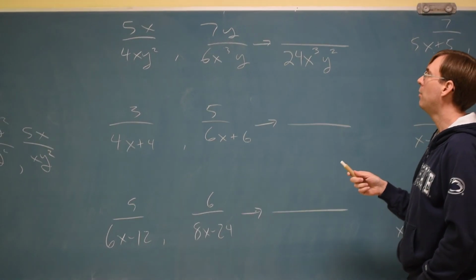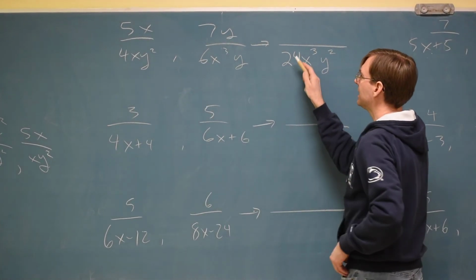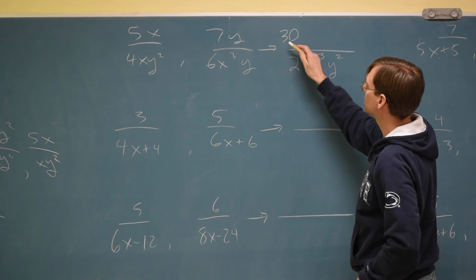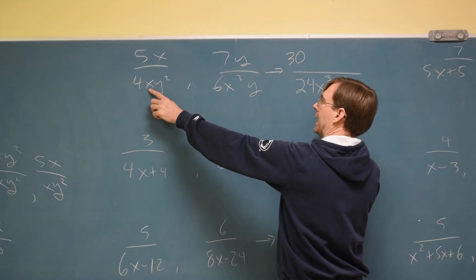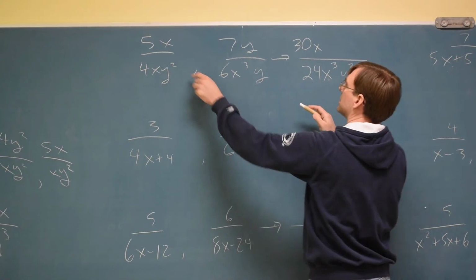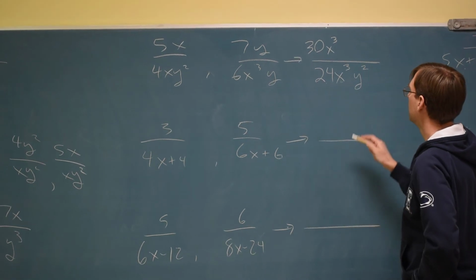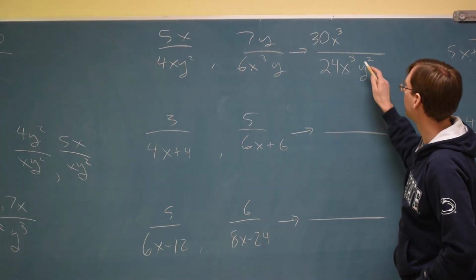And then I think about multiplying. 4 to get to 24 is times 6. So 5 times 6 is 30. This has 2 more x's than that did, so this needs 2 more x's than it had, up to 3. But the y's were good. We already had the y squared handled.